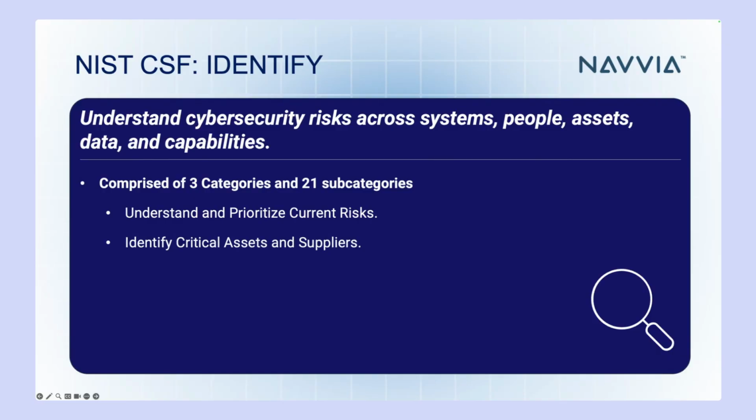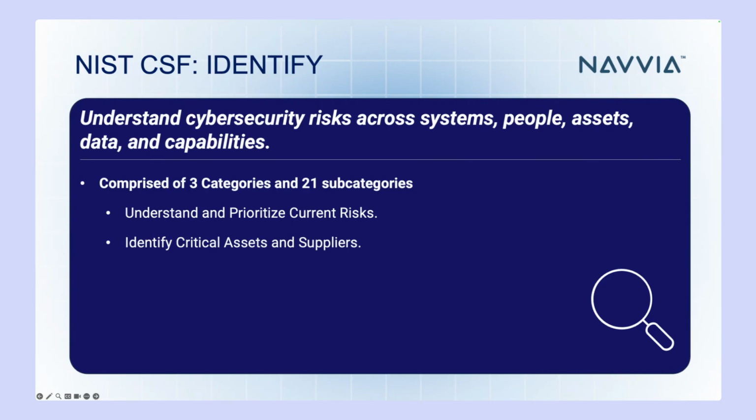It's also about identifying critical assets and suppliers. So you can't protect what you don't understand. So you need to go out and look at all of the different assets you have. You need to prioritize those assets. So again, a production server is different than a test server.